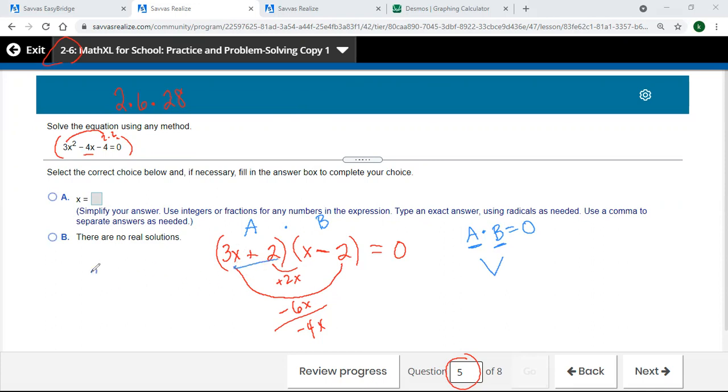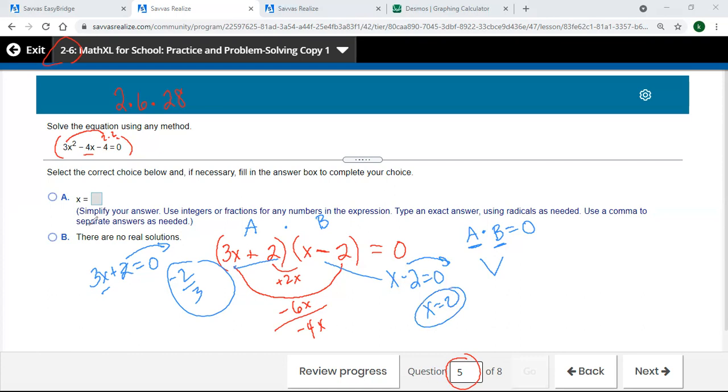When does this one equal 0? Hopefully you can just do that in your head. Don't need to write this out. Subtract the 2 over, divide by that 3. There's one answer. And when does this one? Again, hopefully you don't need to do this, but if you do, go ahead. Add that 2 to the other side. There's my other answer, and we're going to put them in. I think we got it.